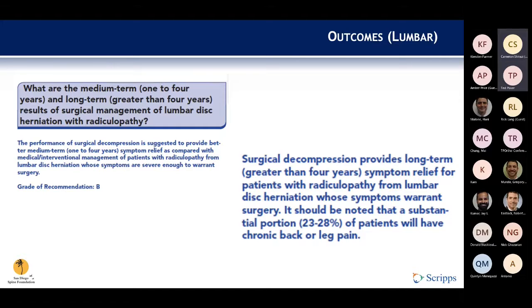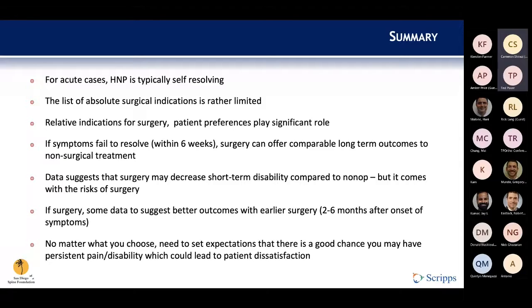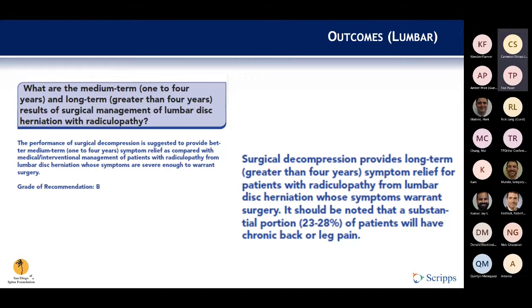And so grade B recommendation for surgical decompression for better medium-term symptom relief compared to medical interventions, and surgical decompression provides long-term, greater than 4 years, symptom relief for patients with radiculopathy from lumbar disc herniations whose symptoms warrant surgery. It should be noted, though, like we noted earlier, that a quarter of those patients still have chronic back pain or leg pain, and so it's important to educate your patients when you're talking about indications and what expectations to have after surgery.